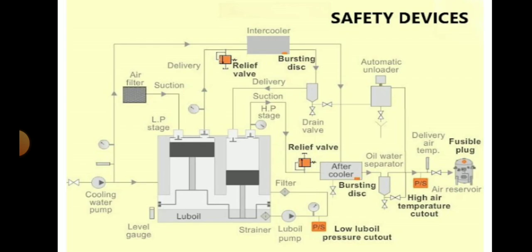So what are the safety devices? Let's see in the picture. We can see the air compressor, the low pressure stage and high pressure stage, the intercooler relief valve, and the bursting disc. You can also see the low lube oil pressure cutout and the high air temperature cutout. A fusible plug will be there as well.